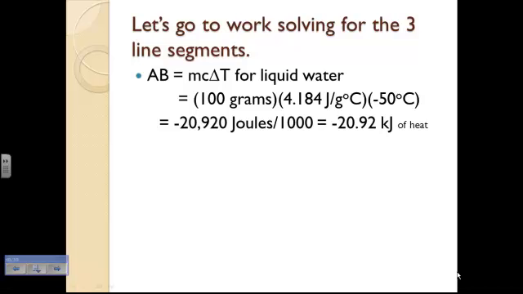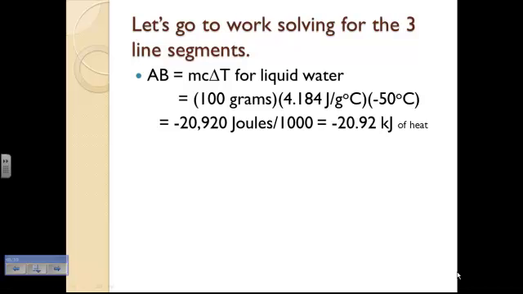100 times 4.184 times negative 50 equals, what's your calculator say? It says negative 20,920, representing joules. The joules is coming from our specific heat value, joules per gram Celsius.